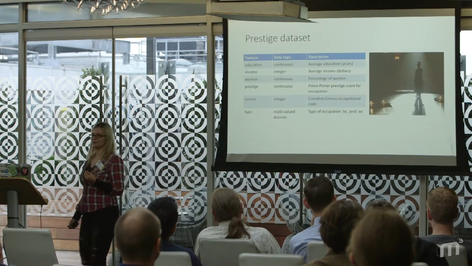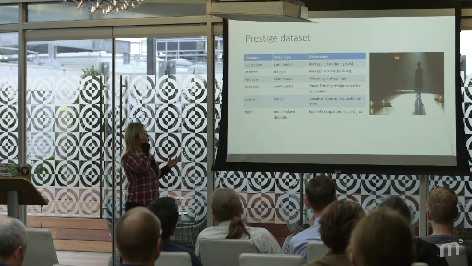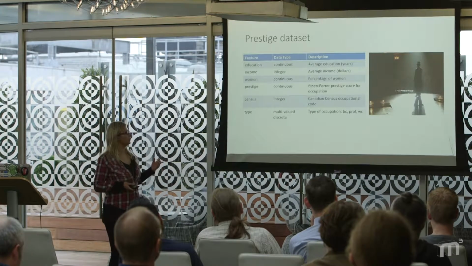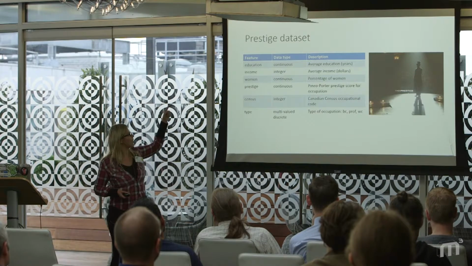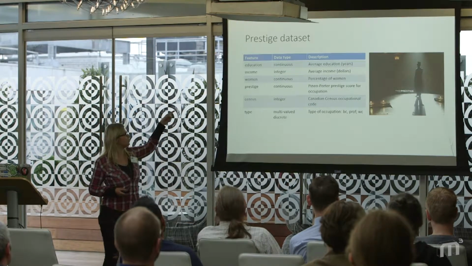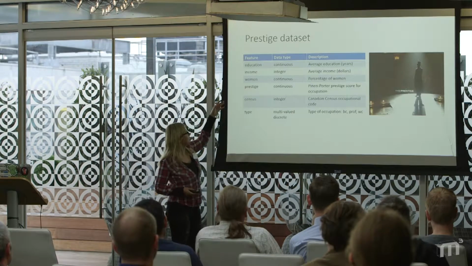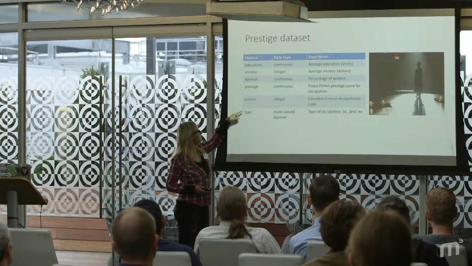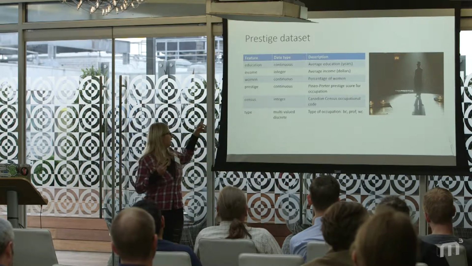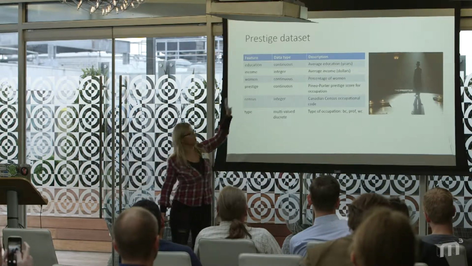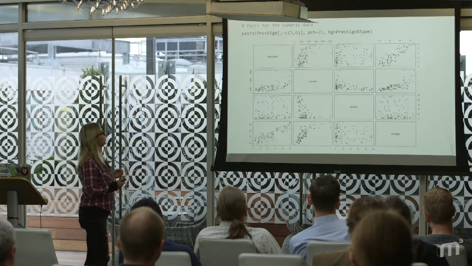So let's see it for the Prestige dataset. The Prestige dataset is included in our package and basically has data on education, income, what percentage of women there is in a specific occupation, and there is a census number, and a type, so whether it's blue-collar, white-collar, or professional. And we want to predict the prestige, which is some index, some real value.